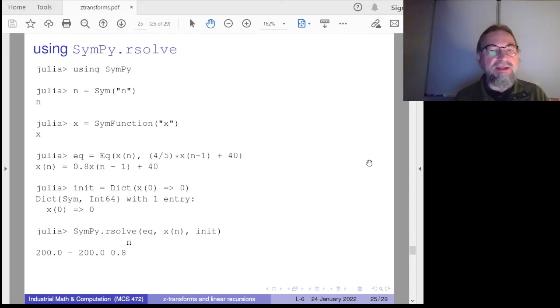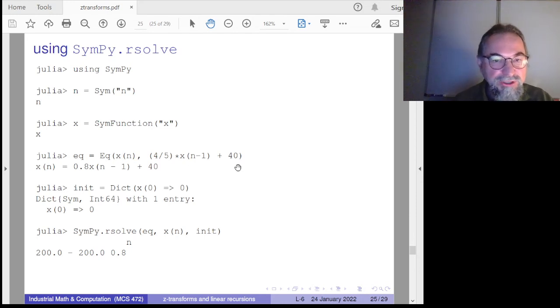And then I define my equation. You can also define an equation with the symbol equal. It will work, but then you have to be careful not to forget to switch the sign. So if you do minus 4 over 5, the equation is written then as x n minus 4 over 5 times x n minus 1 minus 40. So here you're very close to the symbolic way of looking at it. So the 4 over 5 becomes the 0.8. That's the Julia thing, most likely.